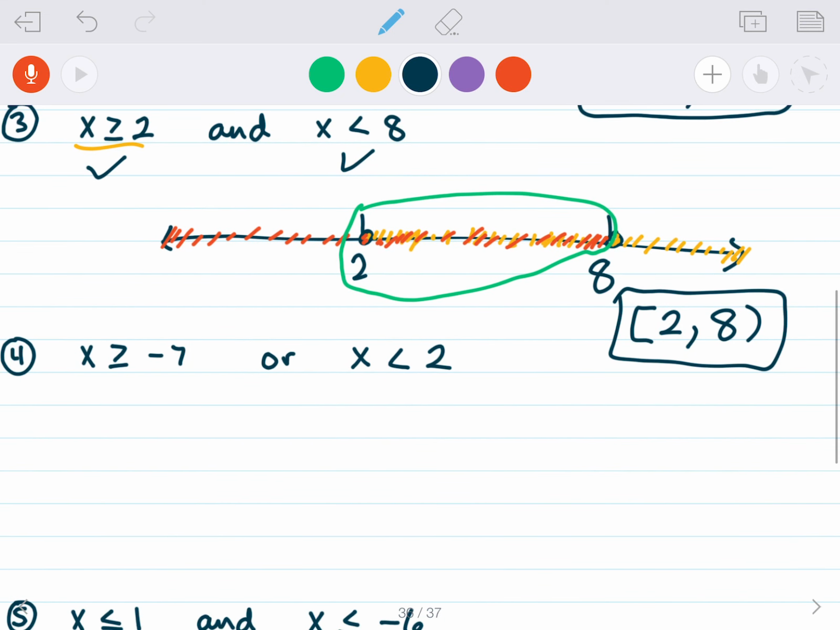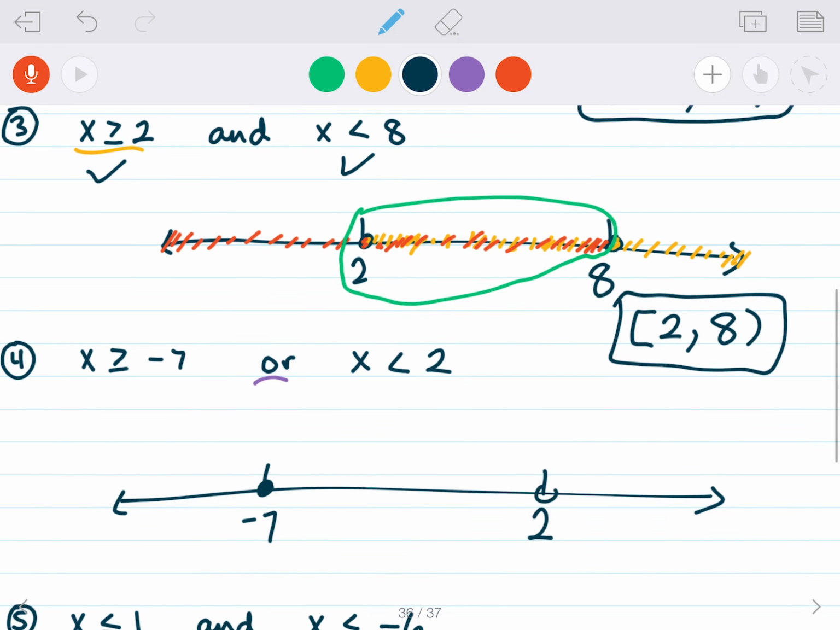Okay, let's look at this one. So this is or, so we're not looking at the overlap, we're just concerned with what's shaded. So we have -7, we'll do a closed dot there. Then we have 2, we'll do an open dot. So for -7, that's going to be everything including -7 to the right of it, greater than or equal to -7. And then for 2, that's going to be everything to the left of 2, not including 2.